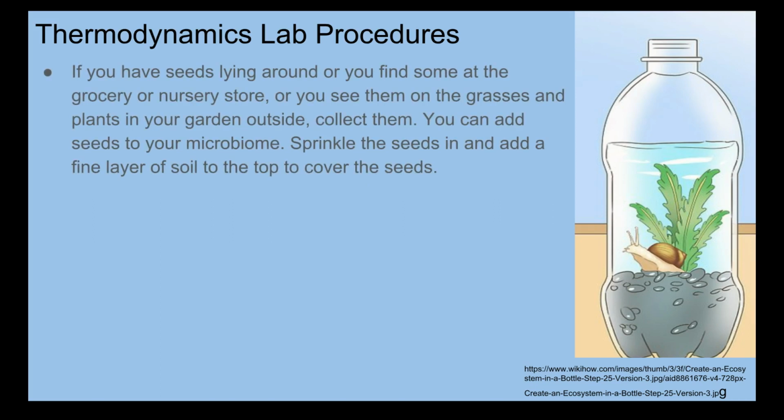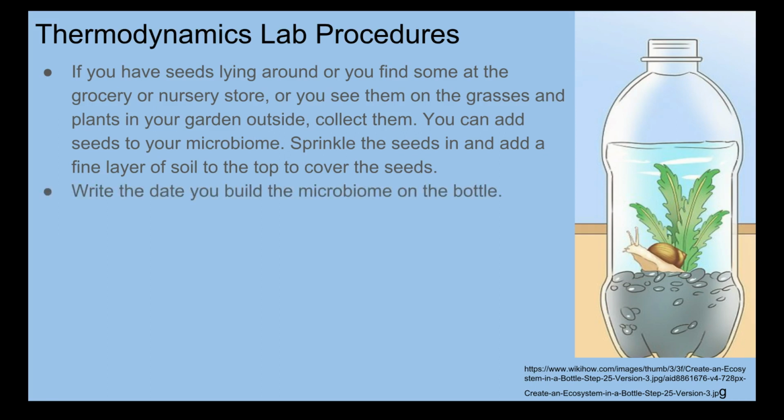If you have seeds lying around or you find some at the grocery or nursery store, you could see them in the grasses and plants in your garden outside. Collect them. In other words, like if you're walking around the neighborhood and you see some dried grasses, you can just pull some of those seeds off. You can add any seeds you find to your microbiome. Sprinkle the seeds in and add a fine layer of soil on top to cover the seeds.